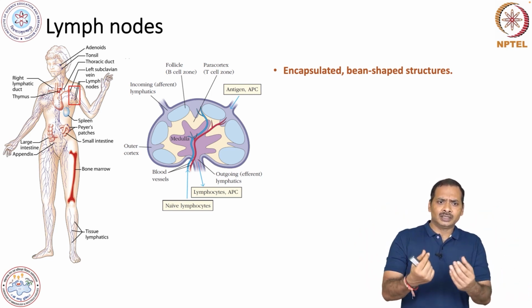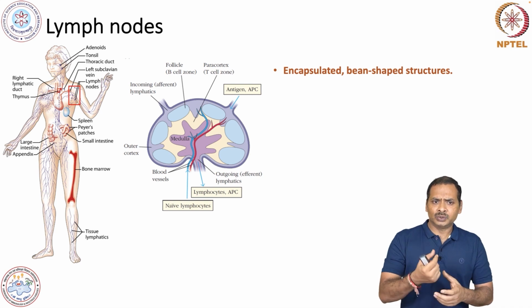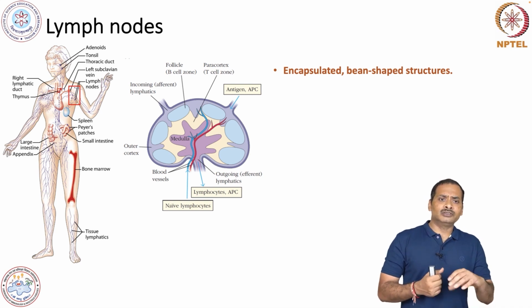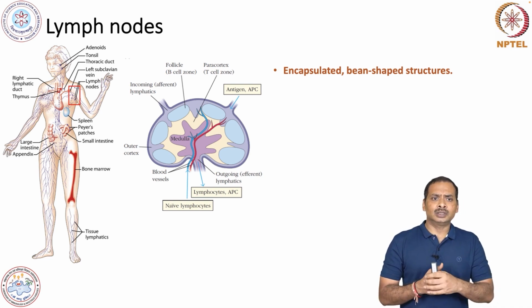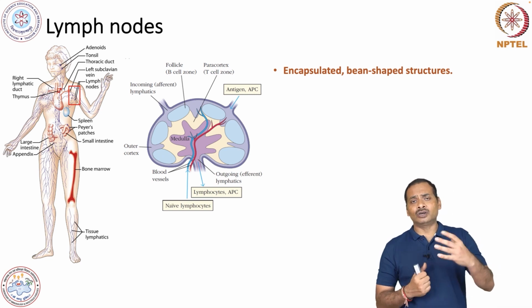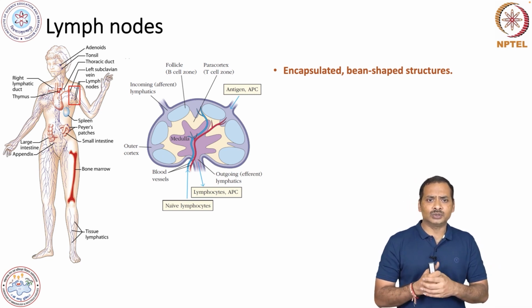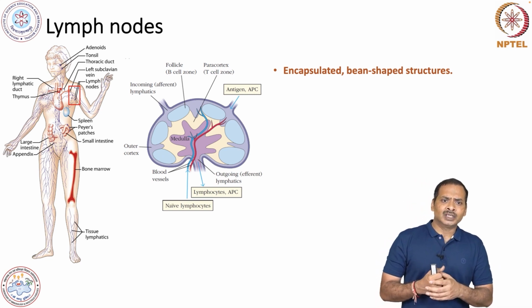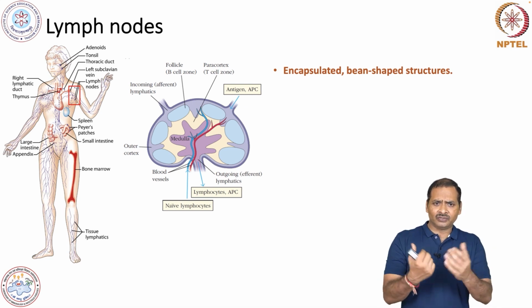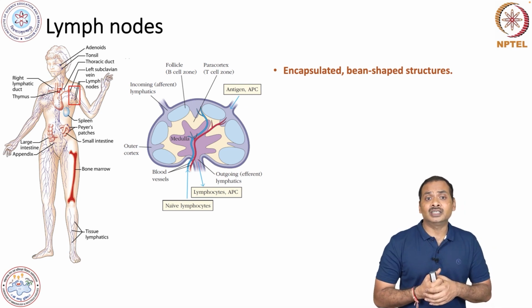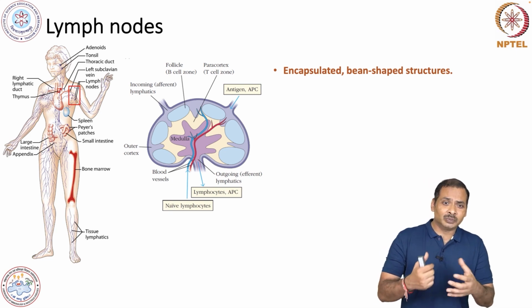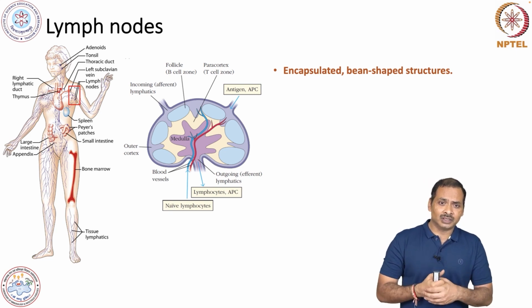Everything is going into this lymph node, and then there is the follicle, which is the B cell zone, and the paracortex, which is the T cell zone. This afferent vessel is rich in antigen and antigen presenting cells. There are some antigen presenting cells which we will discuss when we take up the immune cells.